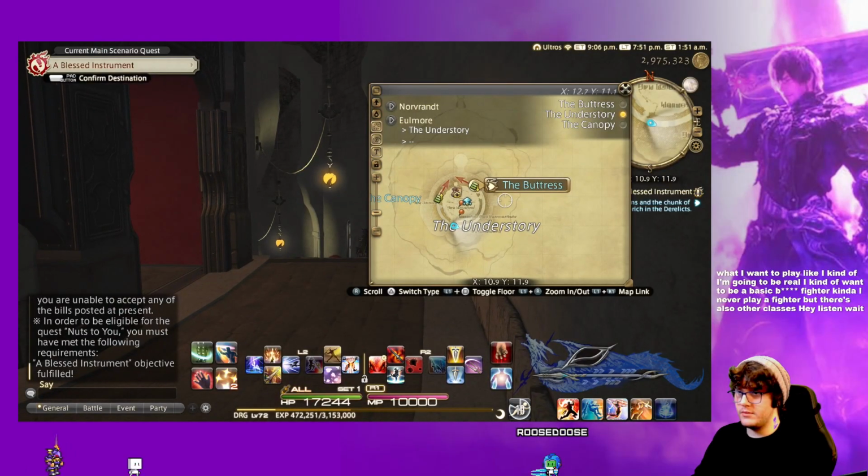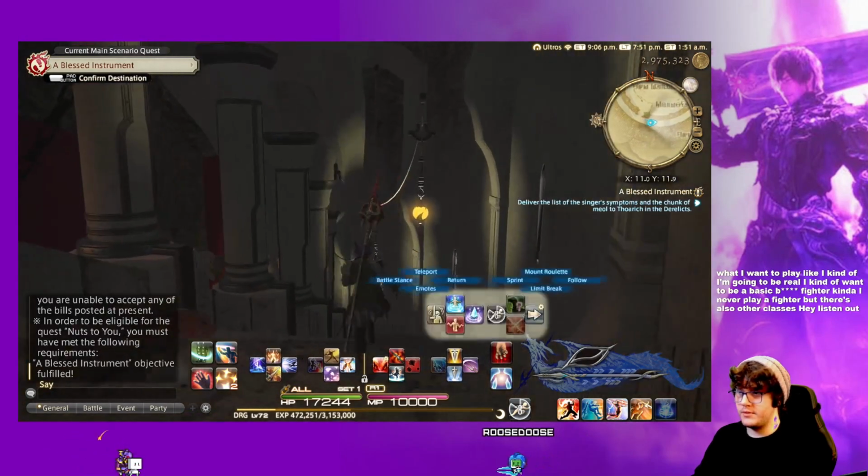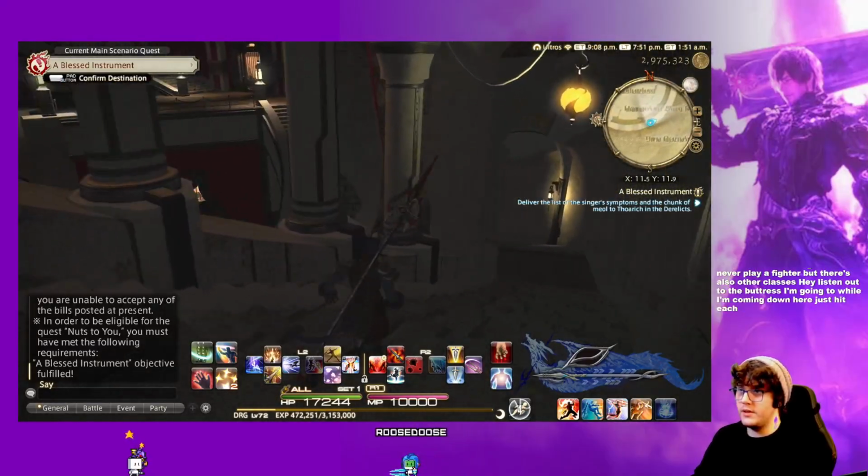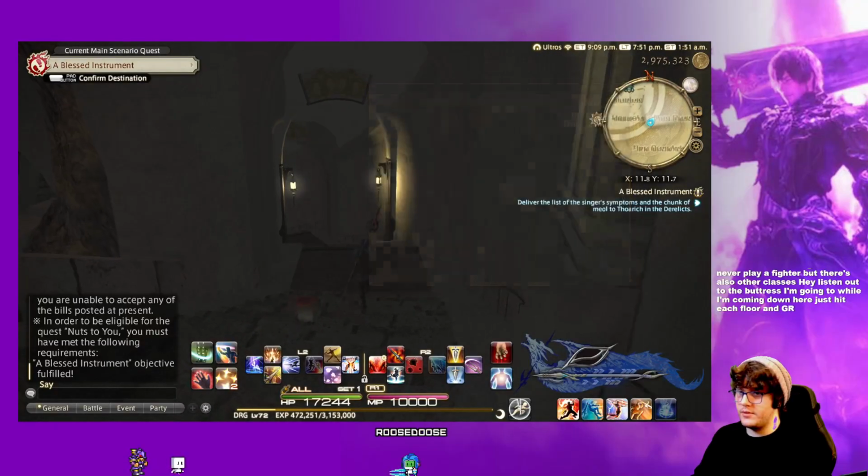Wait, where am I going? Out to the buttress. While I'm coming down here, I'm going to just hit each floor and grab these crystals.